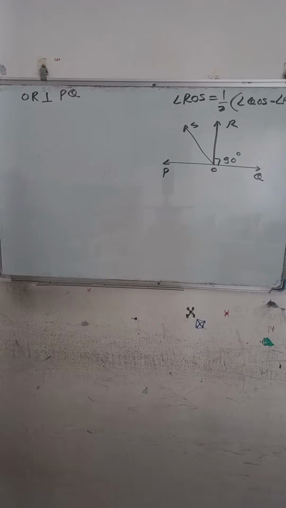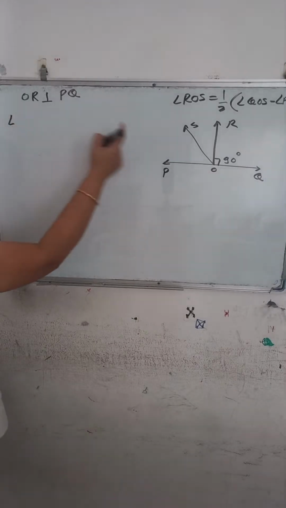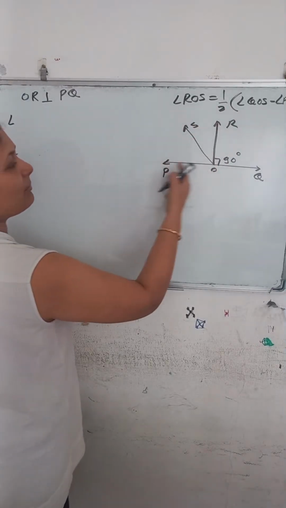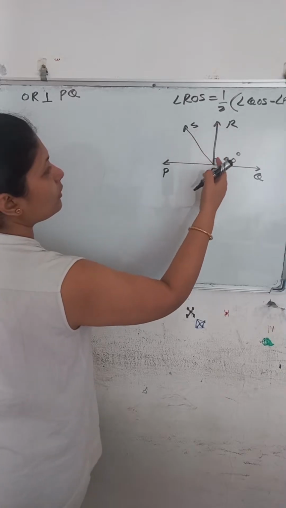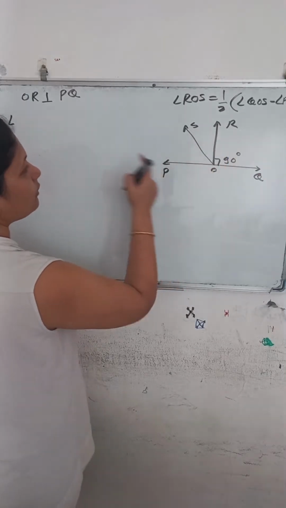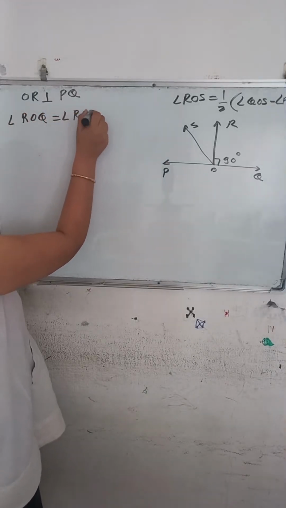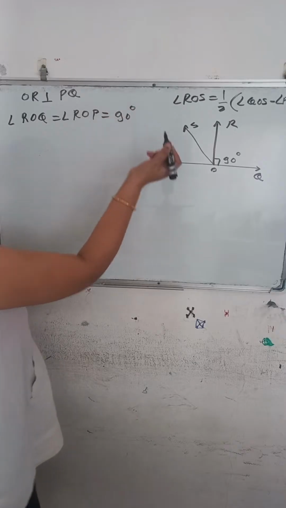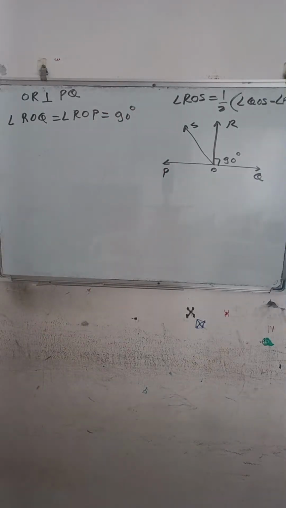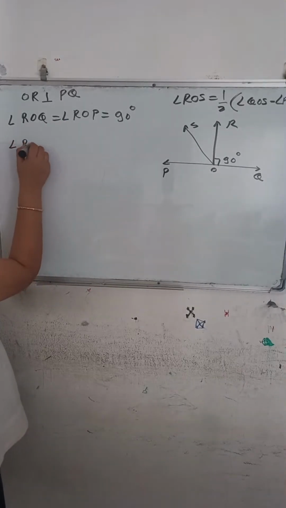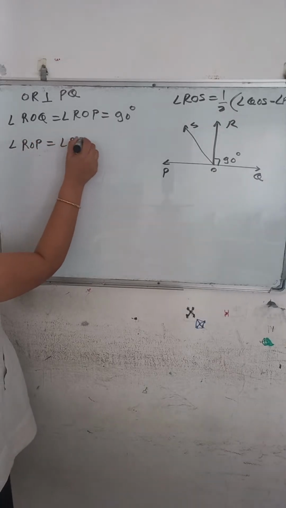Okay, that means we can say that here angle ROQ and ROP. See here, OR is perpendicular to OQ, then ROQ and ROP are the same. So angle ROQ is equal to angle ROP. That is nothing but 90 degrees, since OR is perpendicular to OQ. Okay, and here see, I will write ROP is equal to ROQ.